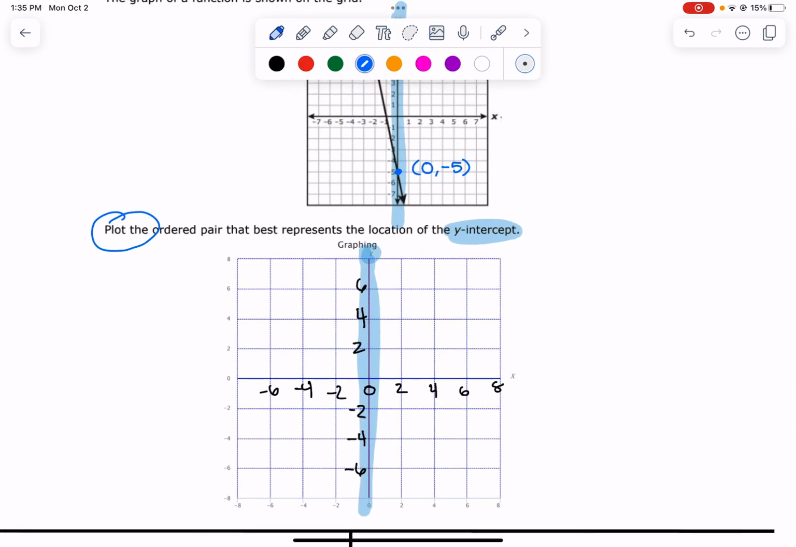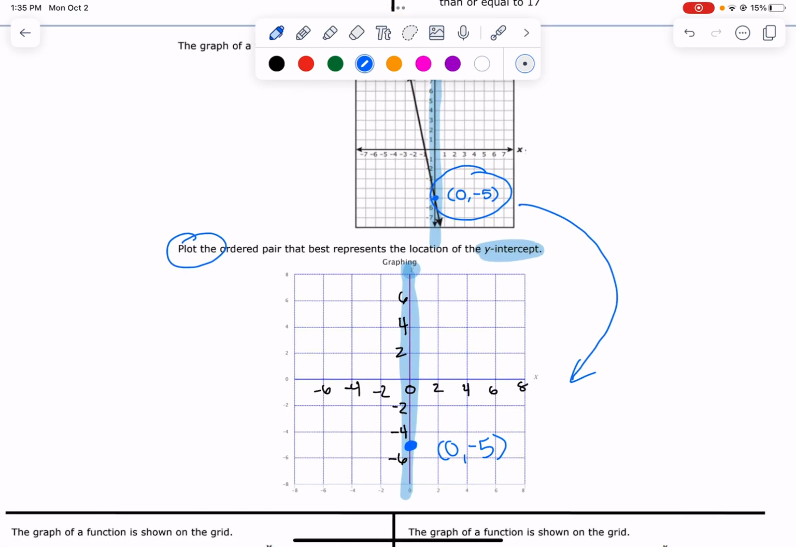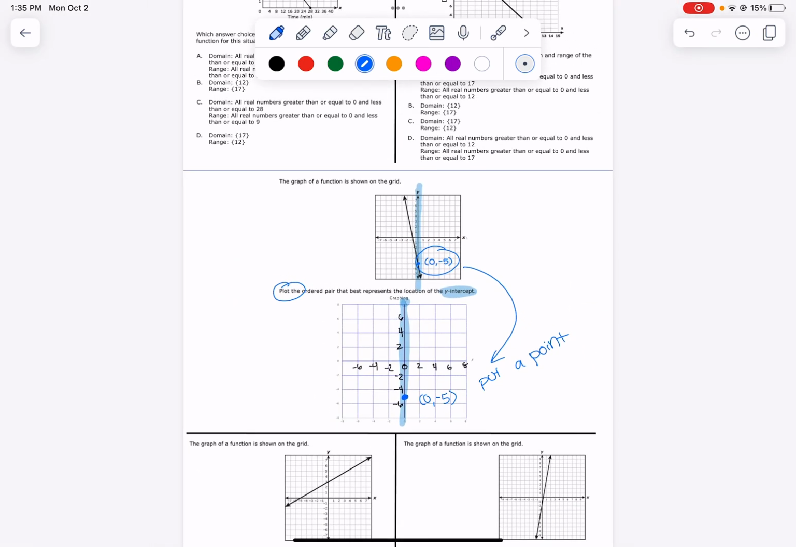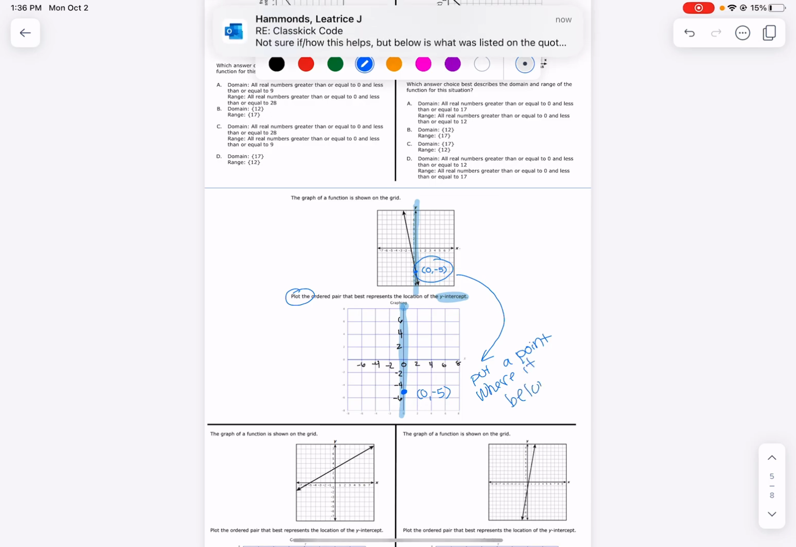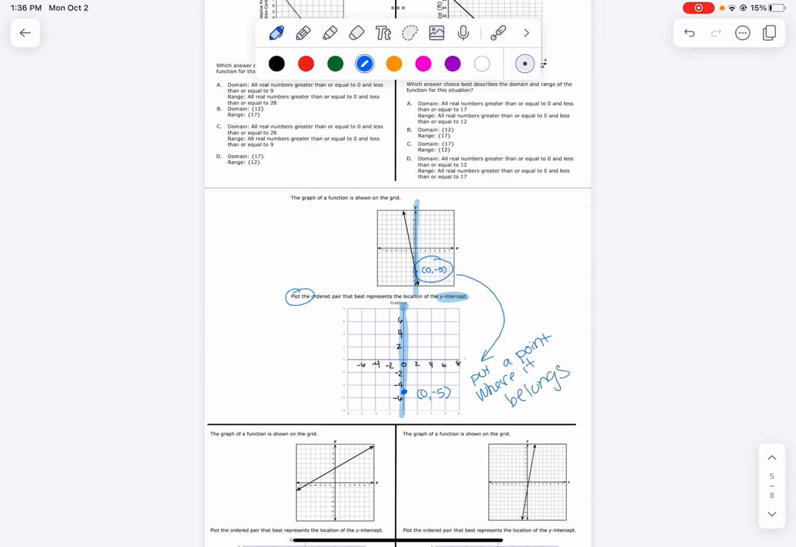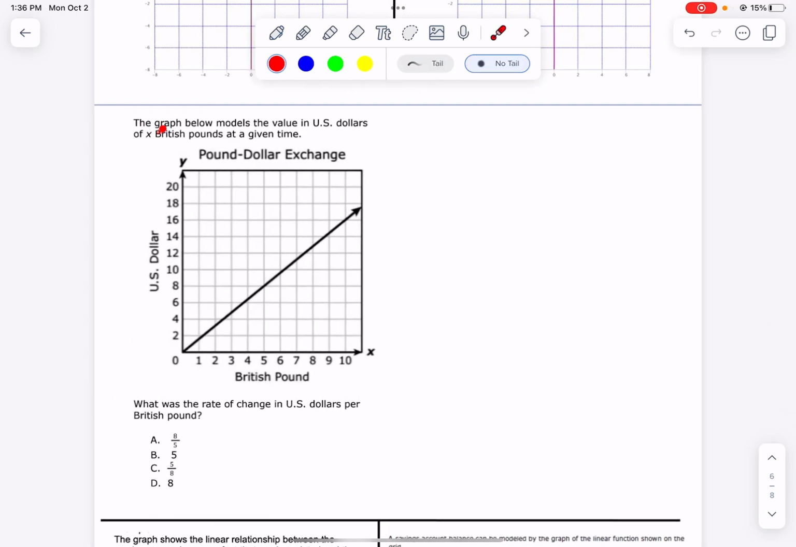And I'm trying to put (0, -5) on this graph. I want to draw a point where it's at. So (0, -5) would be right here. That's how you would do these questions. Just put a point.